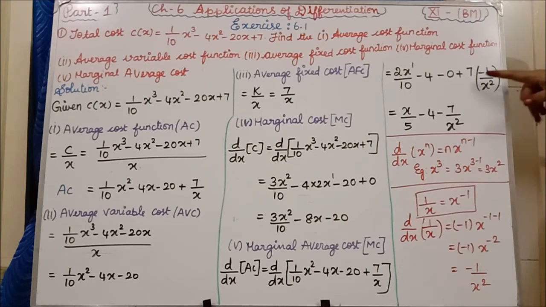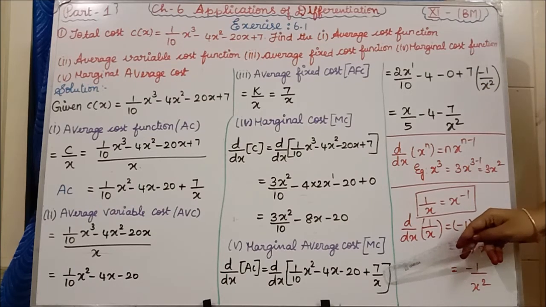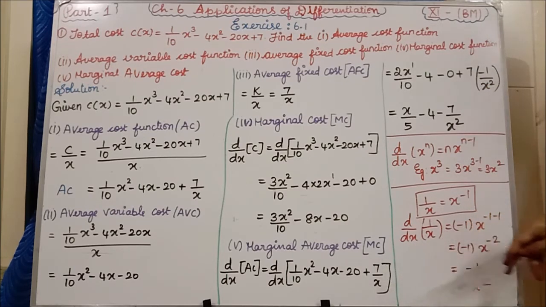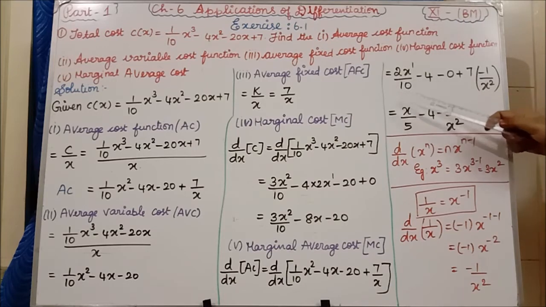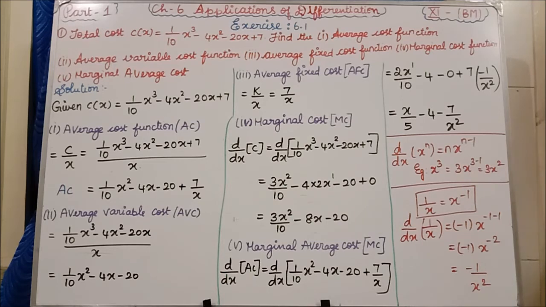Now, differentiation of 1 by x is there here. So if you differentiate, we are getting 7 into minus 1 by x square. So 2 in 10 if we cancel, x by 5 minus 4 minus 7 divided by x square. Clear, students, all of you, the first question?